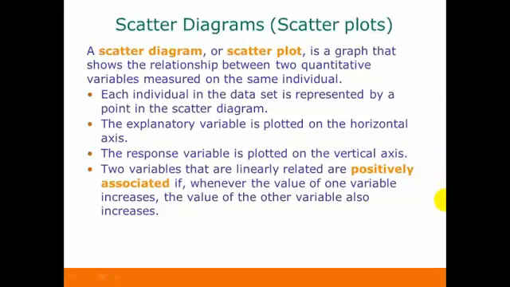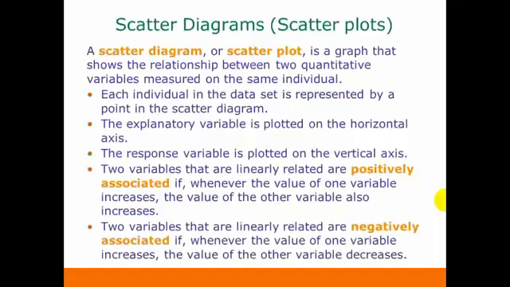And once we have all the data points plotted, we can look at the resulting picture and get an idea whether the variables are related or not. So if linearly related, then we say that they're positively associated if whenever the value of one variable increases, the value of the other variable also increases. And negatively associated if whenever the value of one variable increases, the value of the other variable decreases.